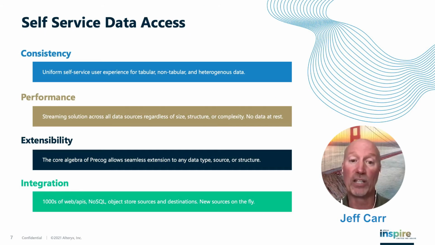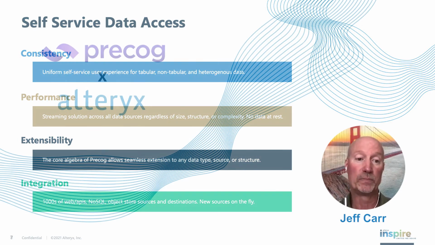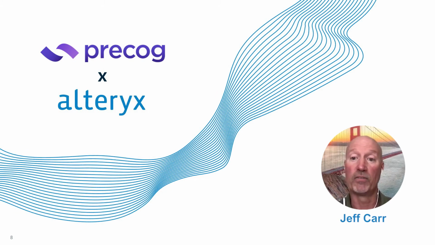So, summary: Precog's all about helping you get self-service data access for your Designer implementation and make that easier, faster, simpler, and more consistent. So we break it down into 4 areas: consistency, performance, extensibility, and integration. And those are the 4 legs to our stool or chair that we provide at Precog, and make it very simple for you to be able to get more data into Alteryx very quickly. So that's the summary of Precog for Alteryx.